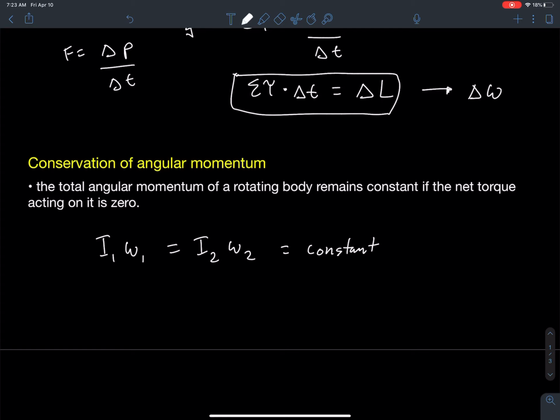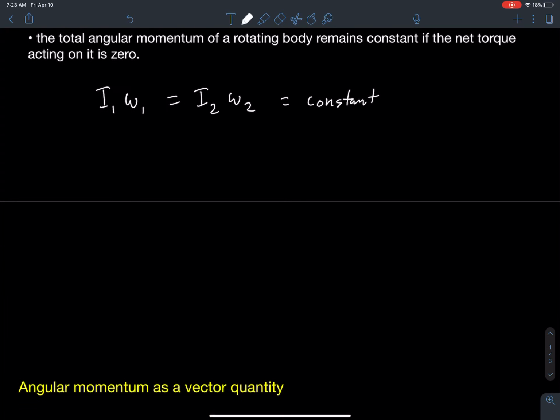So if we want to solve a basic problem, let's imagine that I have a table. This is kind of related to Habiba's experiment. And I have a string that I can pull. There's a hole in the table, and the string is attached to a mass that is rotating. This is kind of what Habiba was doing. Let's say the initial radius is 0.8 meters, and then I pull the string so that the final radius is 0.4 meters.